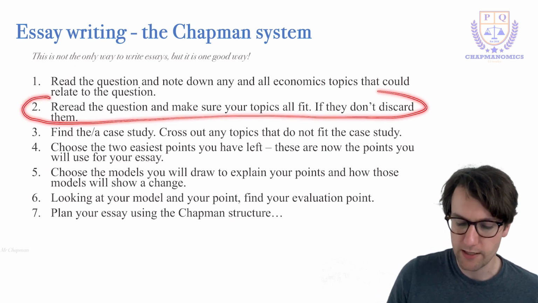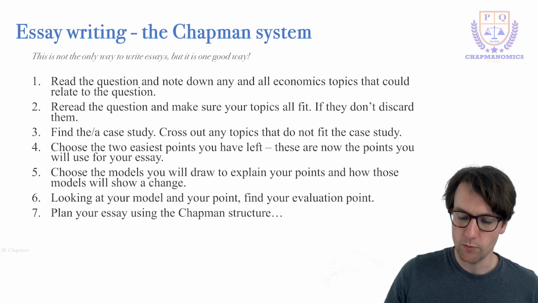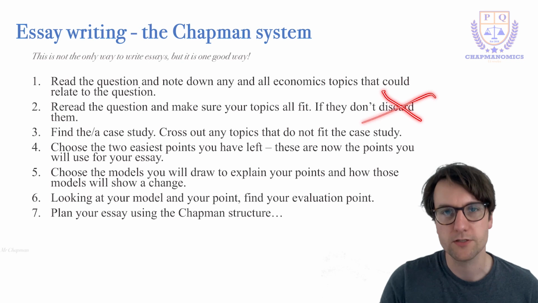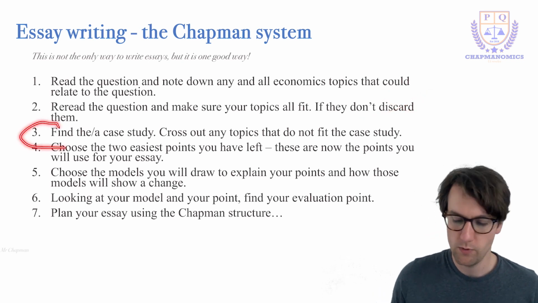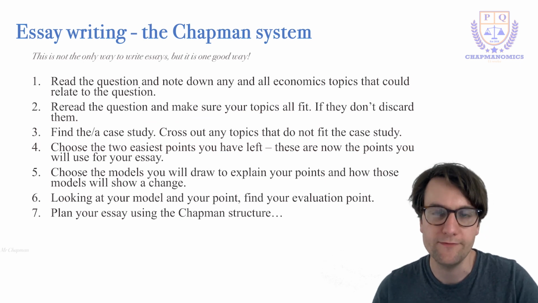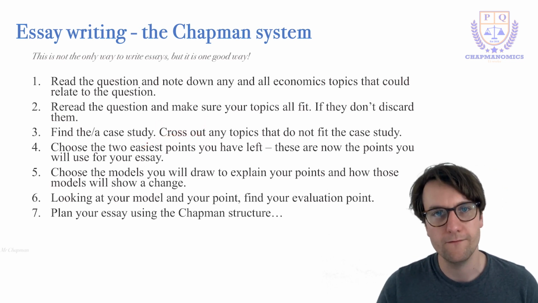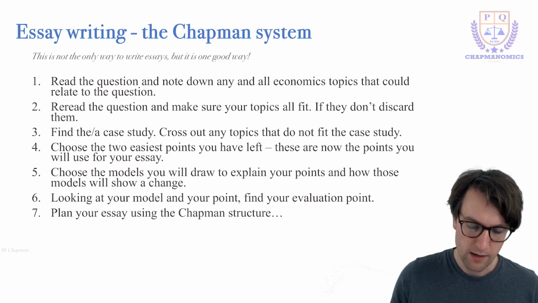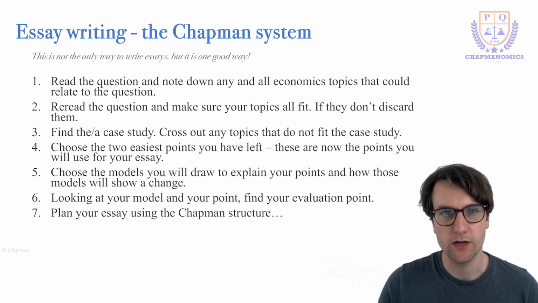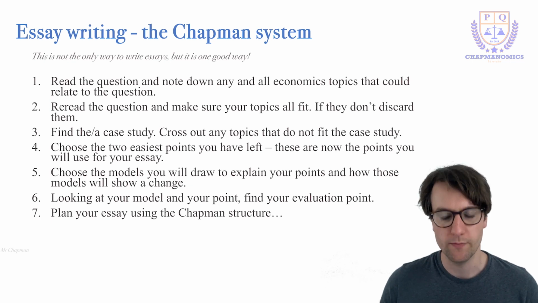Second, we then reread the question and we're going to start narrowing those topics down to just the ones we want to talk about. So what we're going to do is make sure our topics all fit the question. If they don't, we're going to put a big cross through them and discard them. Third, we're going to find a case study or the case study. Now, in our case with paper 3, we're likely to have been given quite a lot of a case study. So we're going to find that case study and we're going to cross out any topics that don't fit the case study. Then, the points we've got left should all relate to the case study and to the question we're talking about. And so we want to narrow the rest of them down to just 2 final points that we can then use to talk about in our essays.